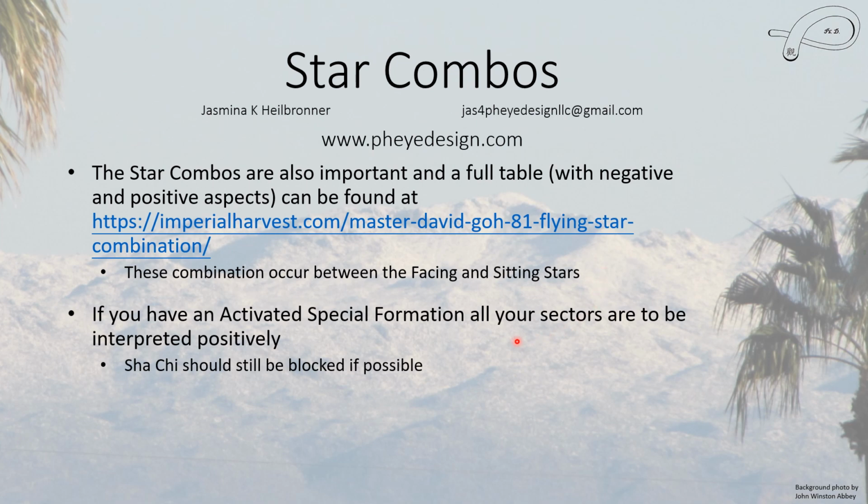If you happen to have an activated special formation, the one that makes all stars become timely for all periods, then you just look at the positive aspect of this, regardless of period. You still should block Sha-Chi if you can, and the best block is a live tree, evergreen, and if you can't see it, it can't affect you. And we're talking about Sha-Chi that you can see through a window or a door. If it hits a solid wall, it's usually not too bad unless it's really, really strong Sha-Chi.